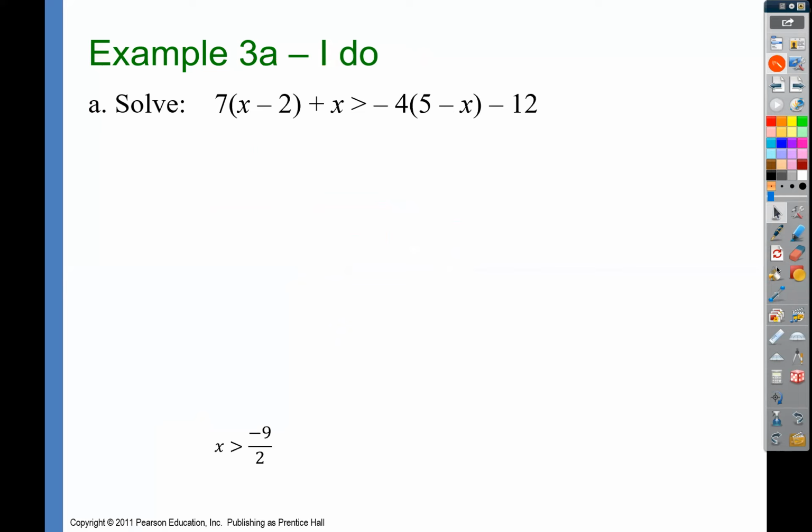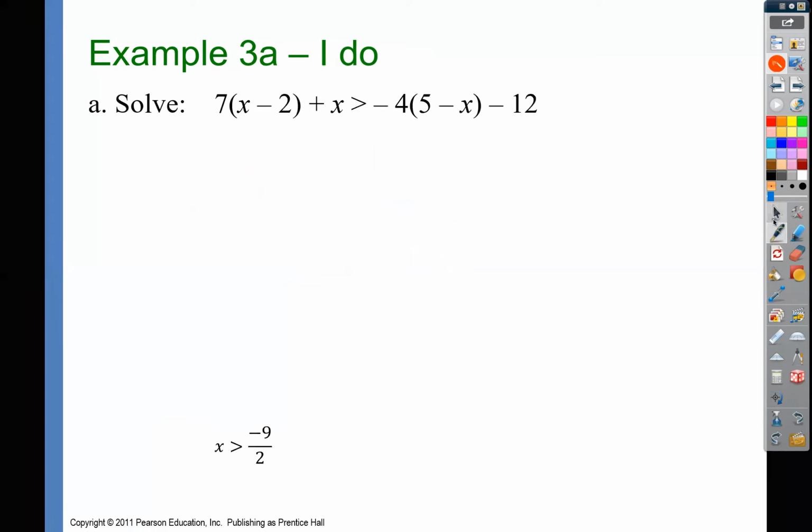Okay, so I'm going to do this one. Let's start distributing. So you've got 7x minus 14 plus x is greater than negative 4 times 5, which is negative 20. Negative 4 times negative x is plus 4x, minus 12. All right, so you combine like terms on either side of the inequality before you start moving everything.